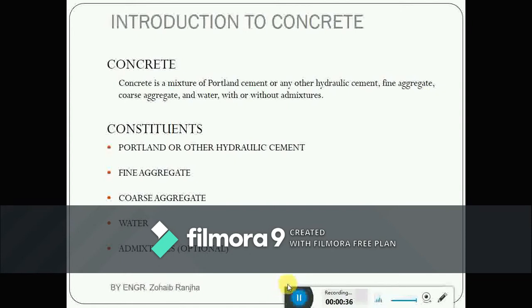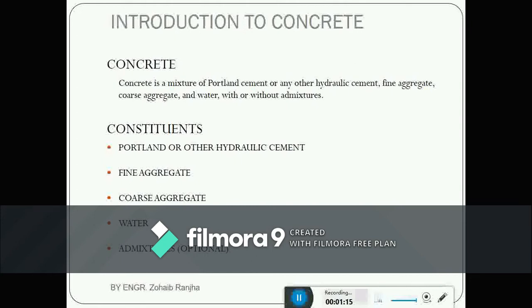Concrete is a mixture of Portland cement. Portland cement means ordinary cement, which is available in the market, or any other hydraulic cement having other special properties. They are used depending upon the conditions and especially the temperatures. Where are you using the concrete, in a cold area or a warm area? Depending on those conditions, other hydraulic cements are used.